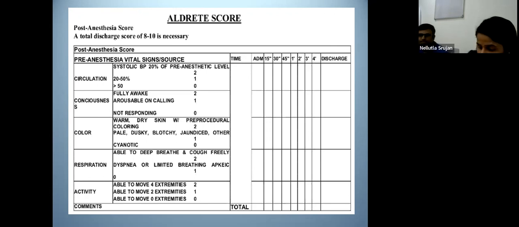When an ALRED score comes between the range of 8 to 10, that means the patient is completely fit to get discharged. But if the score is 7 and below, that means there is some deviation, and we have to be alert. The nurses have to be alert and implement it so that the crisis is corrected then and there itself.